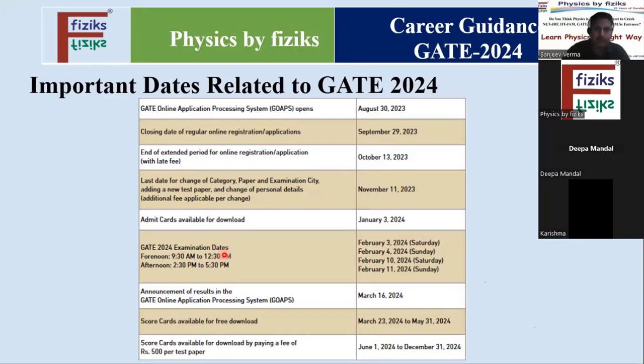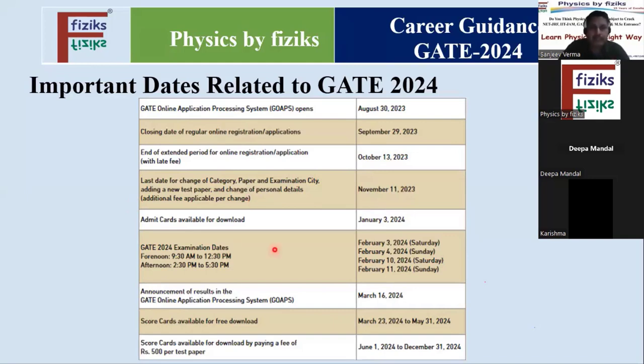Then there is a provision over here, there is an extended period up to October 13th, but with a late fee. So remember it. The last date for change of category, paper and examination city is up to November 11. So again, an additional fee is applicable if you want to change.